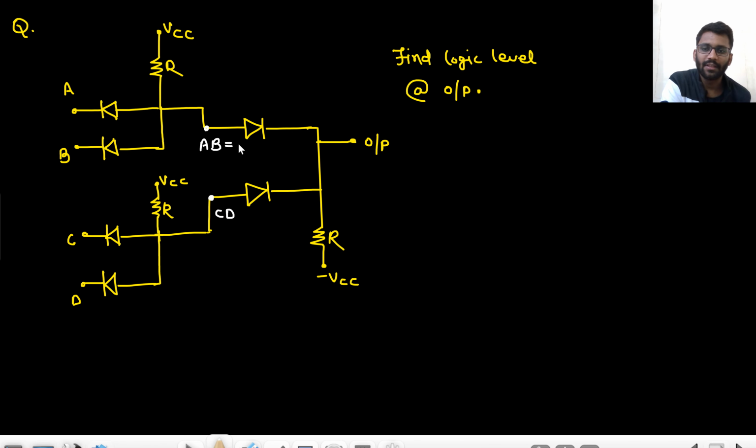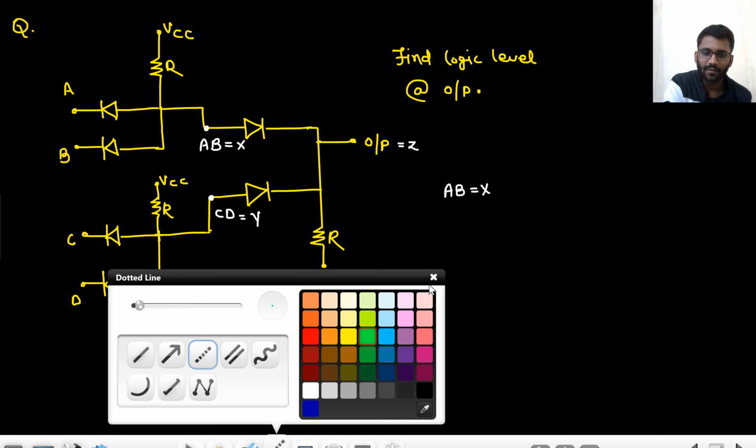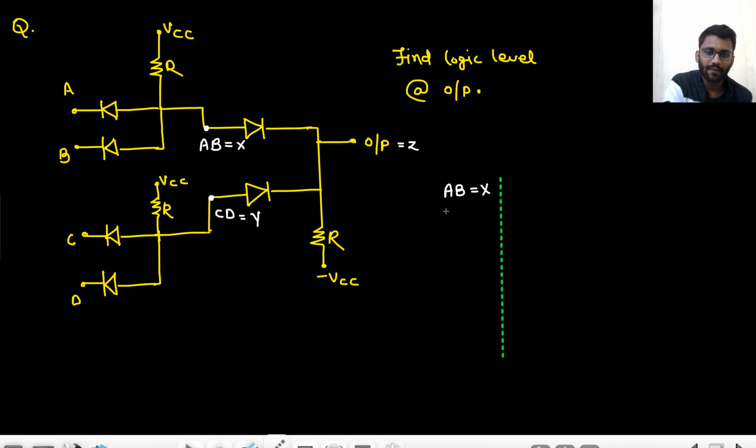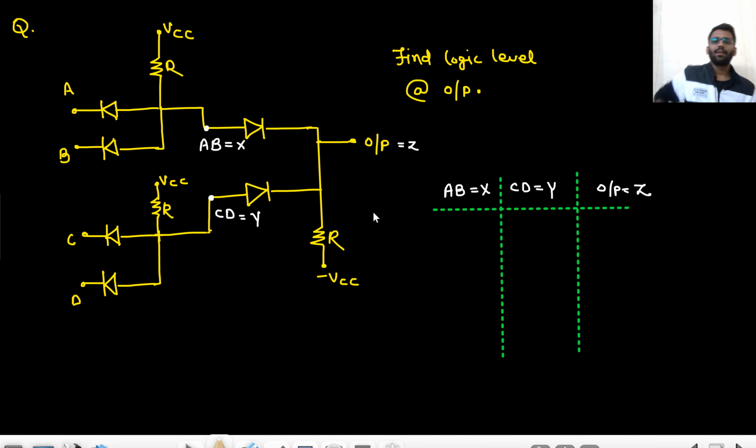So let's just assume your AB is some x and this is your y and this is your z. So I will take AB equals to x. I will just make that table. And CD equals to y. And my output is Z. Now let's take the condition 0, 0, 1, 1, 0, 1, 0, 1.